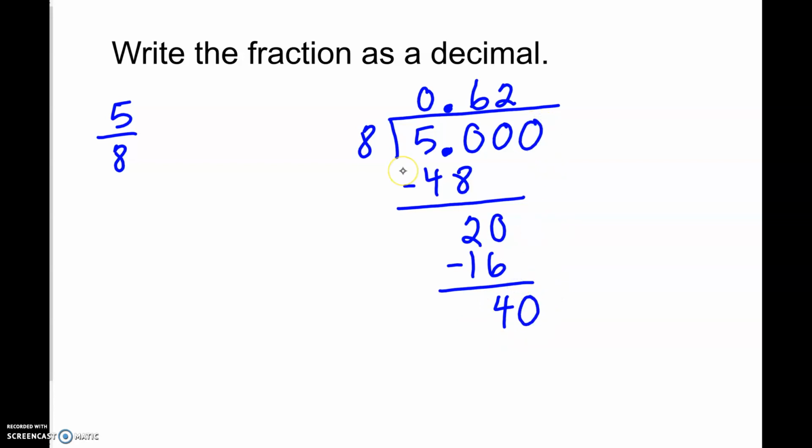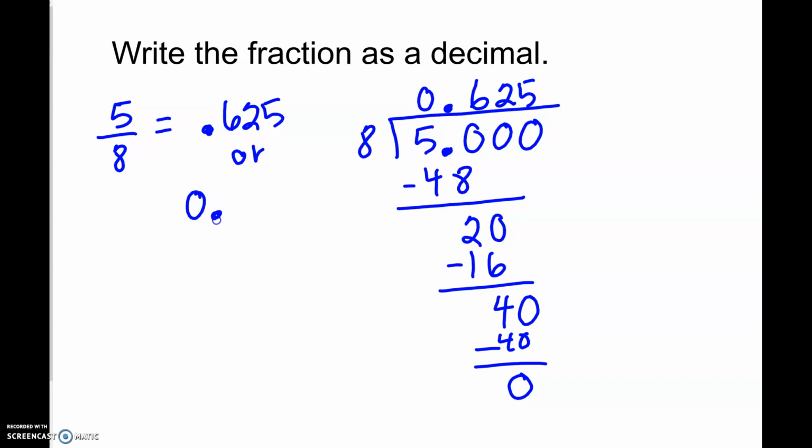And how many times does 8 go into 40? And that goes in there evenly 5 times. So 5 times 8 is 40, and we do not have a remainder. So we have a finite decimal of 0.625.